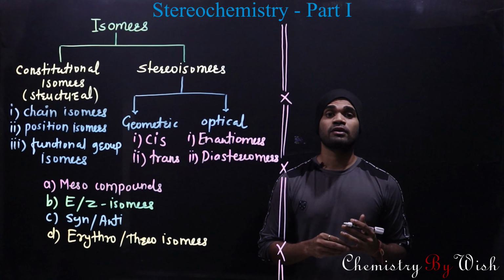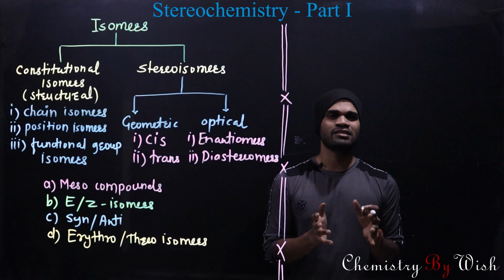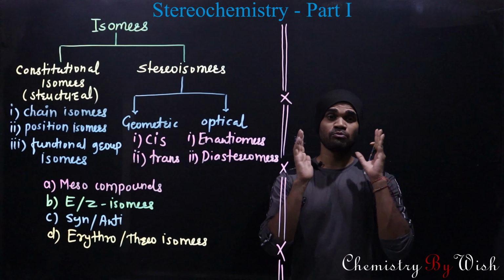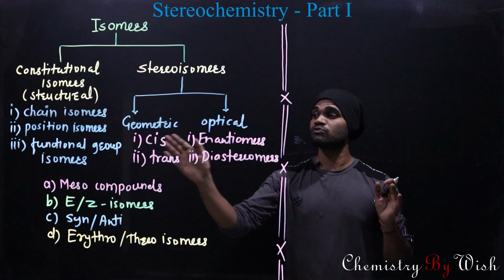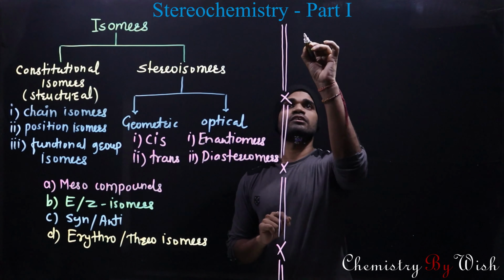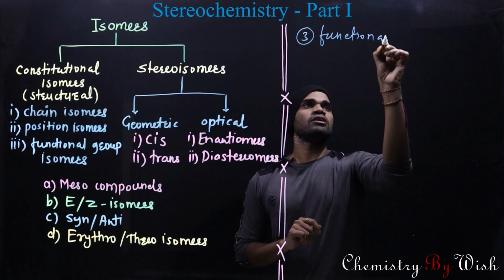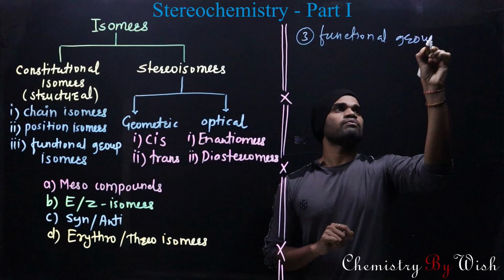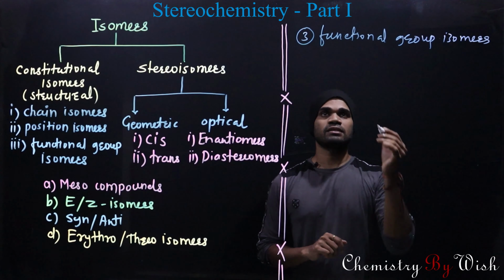Then the third type of constitutional isomer is the functional group isomer. So as the name suggests, functional group. Same molecular formula but functional groups are different. That's why they are called functional group isomers. Okay, so third type, functional group isomers. Let's see examples.